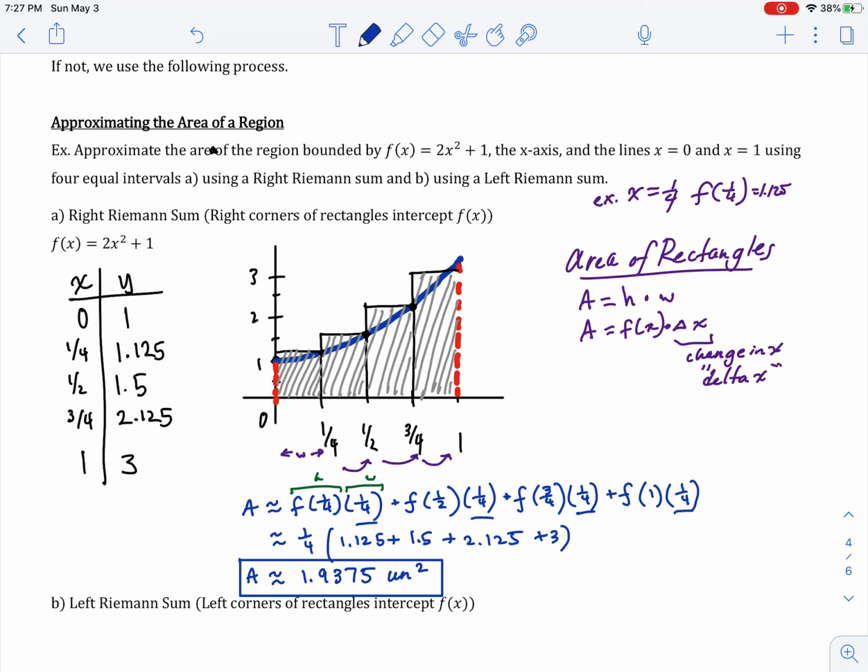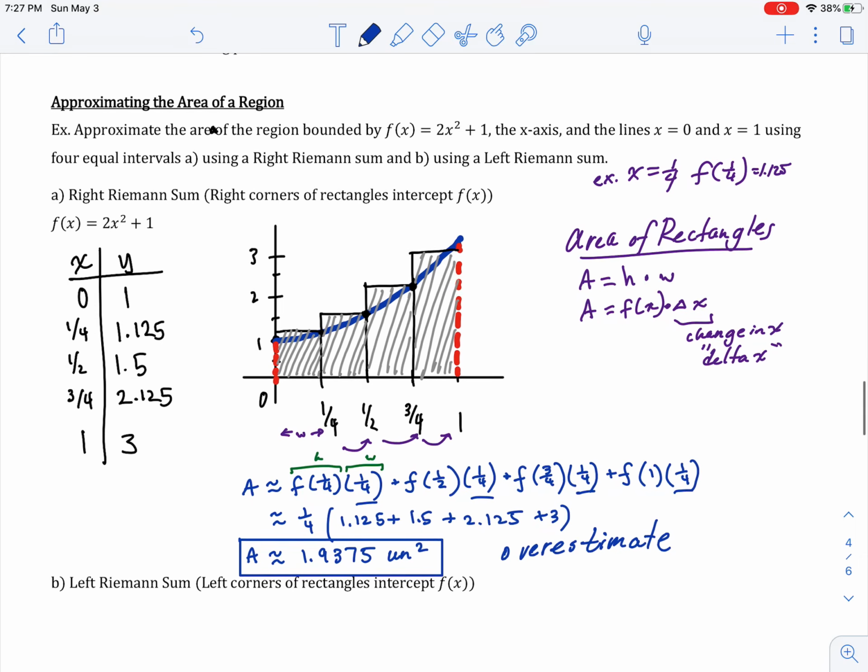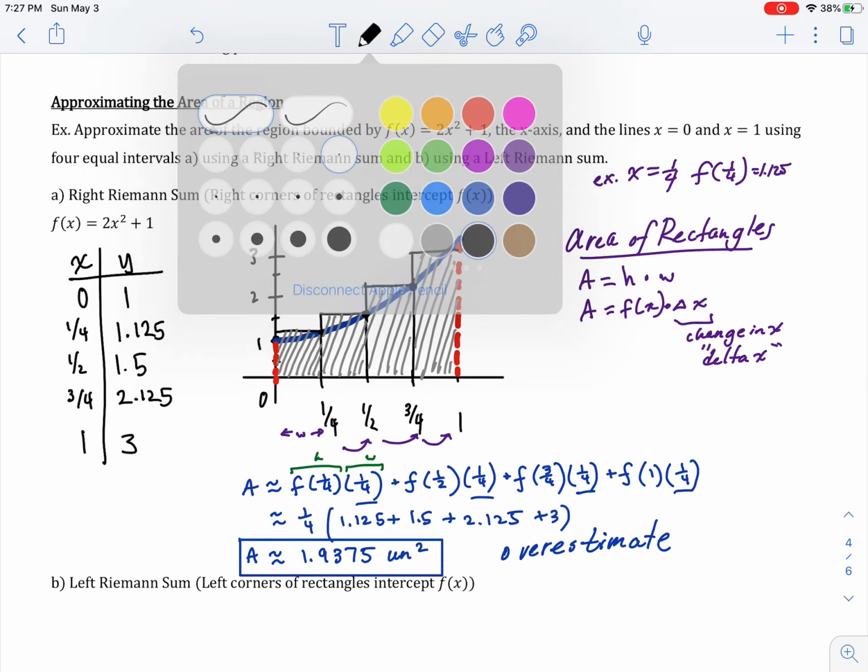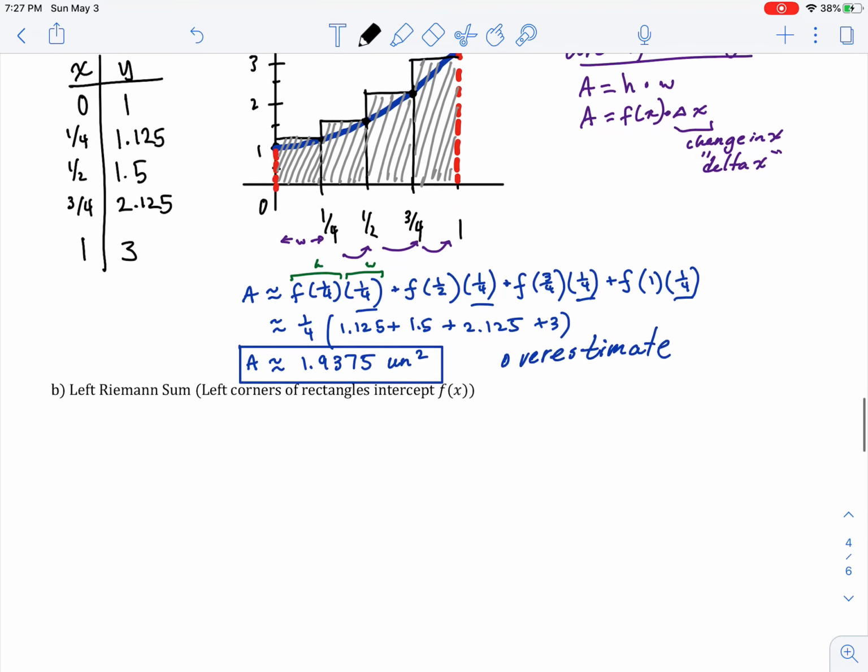Now, ask yourself in this case, does this look like it would be an over or underestimate here? And if you said overestimate, you'd be right. It's an overestimate. Okay. So now that we've tried one of these, you are welcome to try doing a left Riemann sum on your own. And this time it means that the left corner of your rectangle is hitting the function. Think about what that might look like. And if you're still not sure, let's just do that right now.